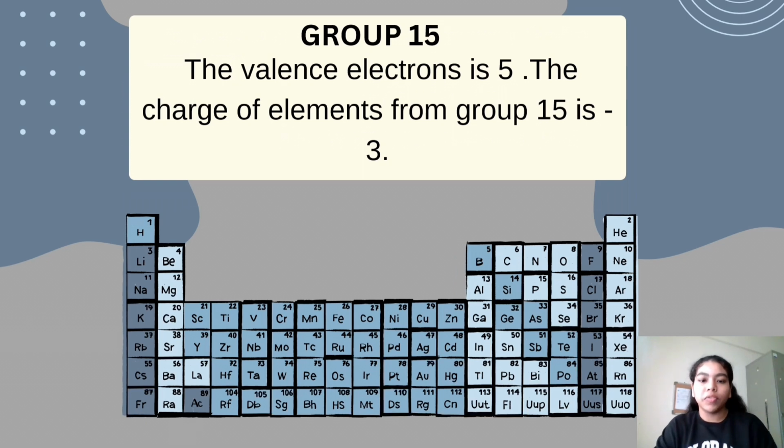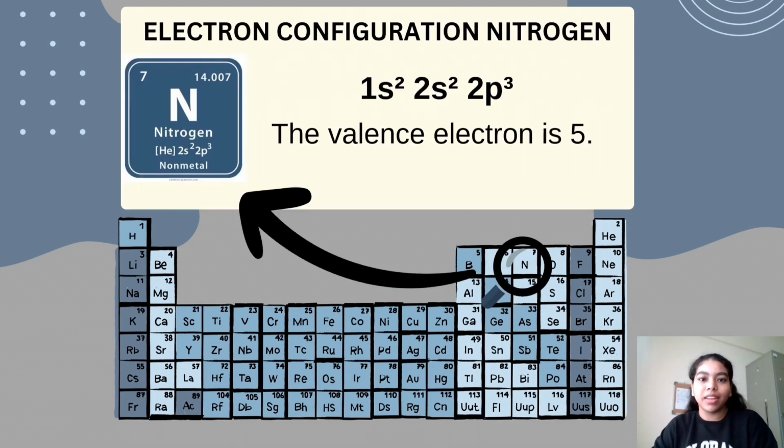For group 15, we have 5 valence electrons. The charge of elements from this group is -3, which makes them anions. We have nitrogen for group 15, and the electron configuration is 1s2, 2s2, and 2p3. The valence electron is clearly 5.